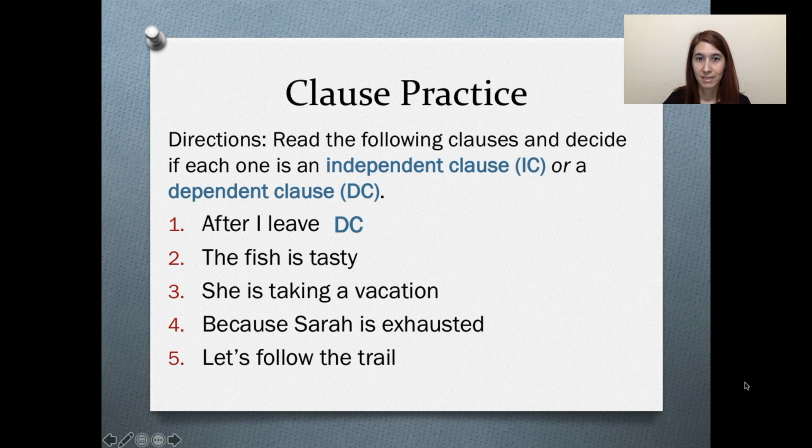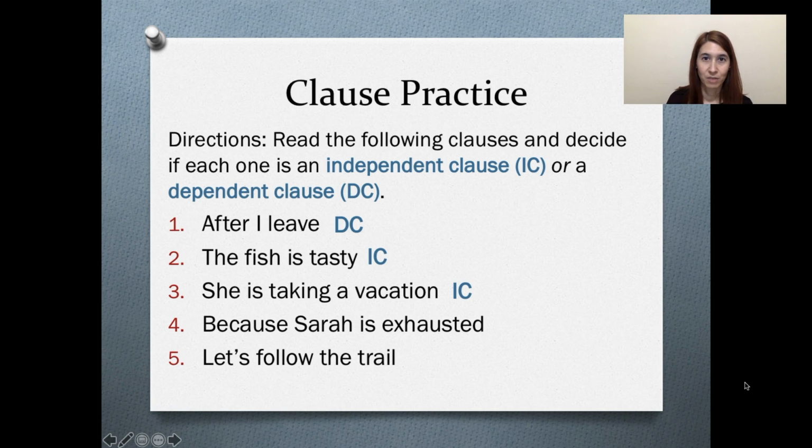You should have said DC. After I leave is a dependent clause. It's not a complete sentence. What about number 2? The fish is tasty. You should have said IC. This is a complete sentence. Number 3, she is taking a vacation. You should have said IC. This is also a complete sentence.